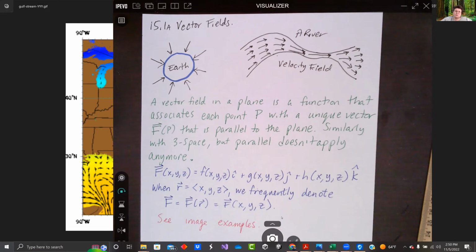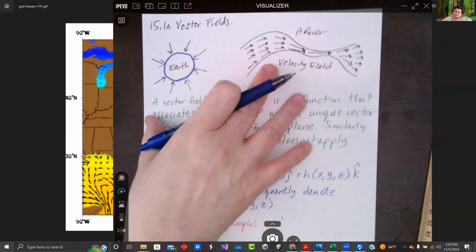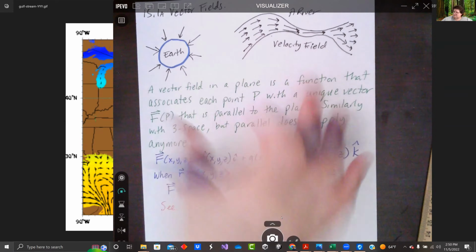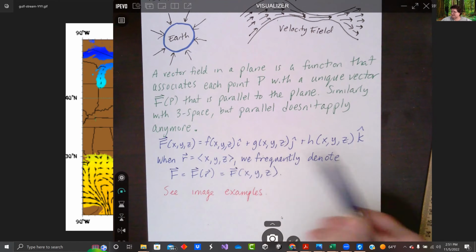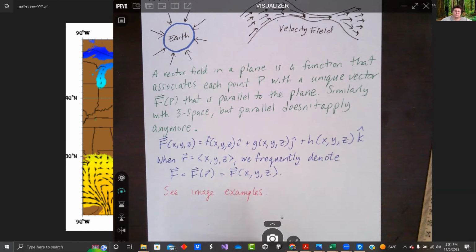This works in 3 space as well, like the Earth and stuff like that. We're going to use forces F, where we have components in the I, J, and K direction. We will use vectors to indicate that, X, Y, Z. And we'll frequently denote F with a vector on it as just F. And I've got plenty of examples to show you that are related to real life. So let's just take a look at them.